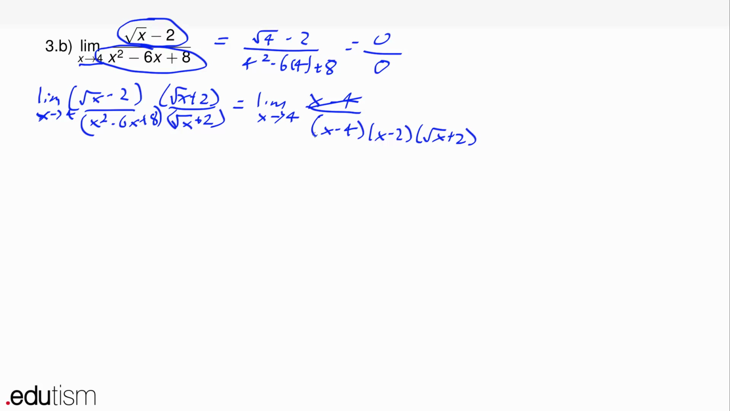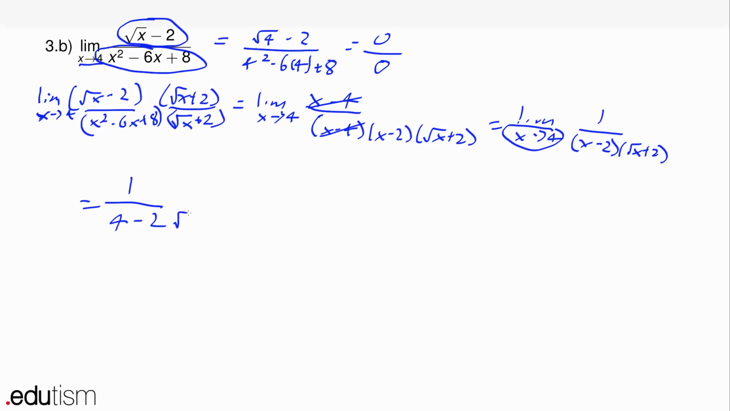When we do this, the x minus 4's cancel, and we're going to have the limit as x goes to 4 of 1 over x minus 2 times square root x plus 2. So next, I'm going to try plugging in again. I have canceled, so now I can try to plug in again. Plug in 4 for x. We have 1 over 4 minus 2 times square root 4 plus 2.